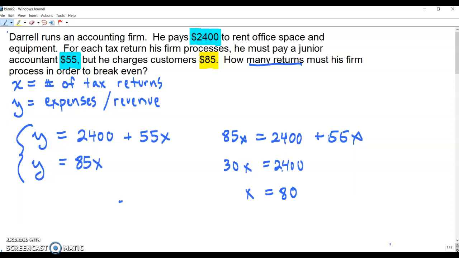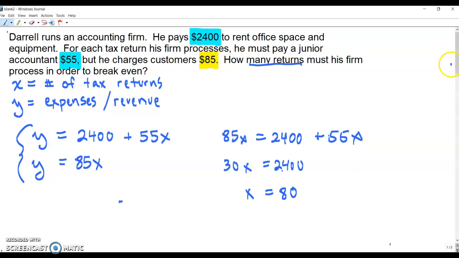Some of you, as you looked at this, may have realized, hey, he's making $30 per return. You may have automatically subtracted the expense per return from the income per return. I would ask you to avoid doing that. Have the two expenses and incomes separated into two different equations.